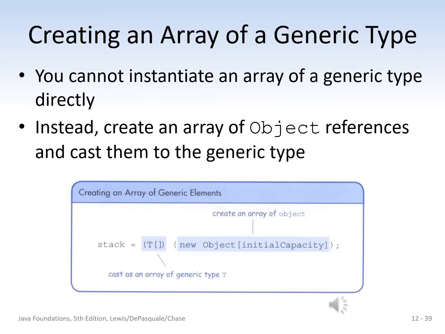You might have noticed this on the previous slide. We're creating an array of a generic type. You cannot instantiate an array of generic type directly. Instead, you have to create an array of object references and then cast them to the generic type. So here's how we did that. We cast it as an array of generic type T, and we create an array of object.